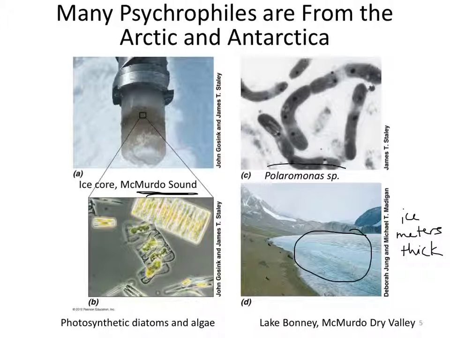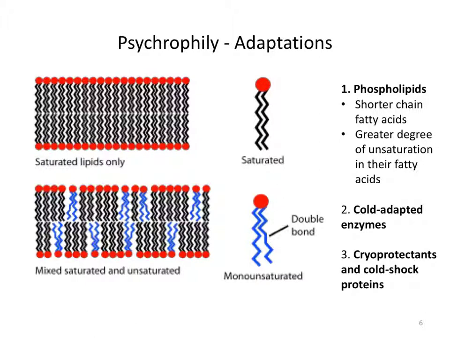So that's a fabulous place to look for psychrophiles, and in fact many have been isolated from there. Many polar Psychromonas species of bacteria and a variety of algae and diatoms have been pulled up from Antarctica and also from the Arctic, and these are true psychrophiles. They grow optimally at very cold temperatures. So what allows them to do this?